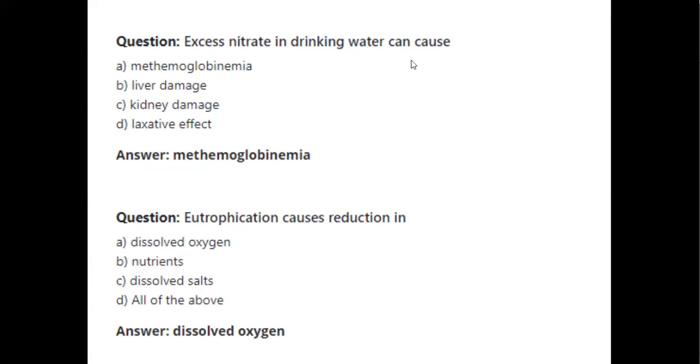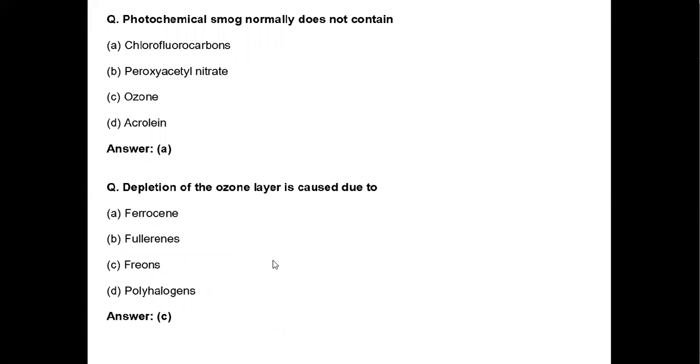Excess nitrate in drinking water can cause methemoglobinemia, liver damage, kidney damage, laxative effect. Excess nitrate in drinking water can cause methemoglobinemia. Eutrophication causes reduction of dissolved oxygen, nutrient, dissolved salt, all of these. Eutrophication causes reduction of dissolved oxygen content. So option A is right answer here.